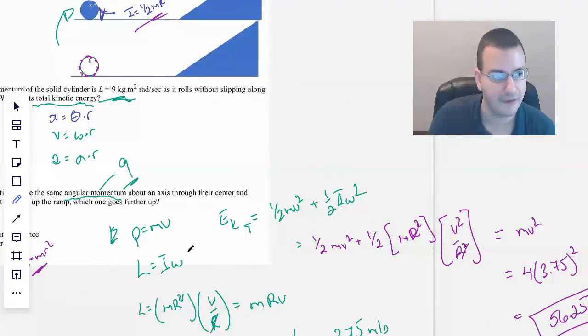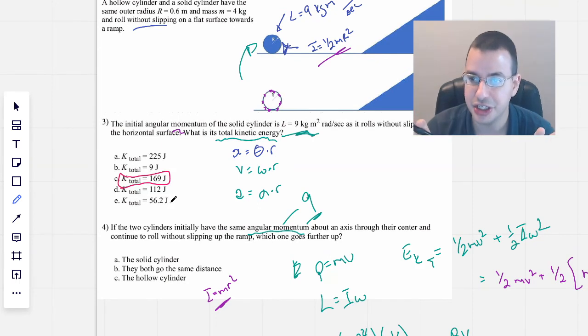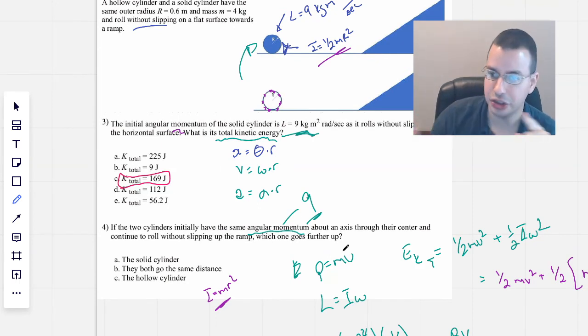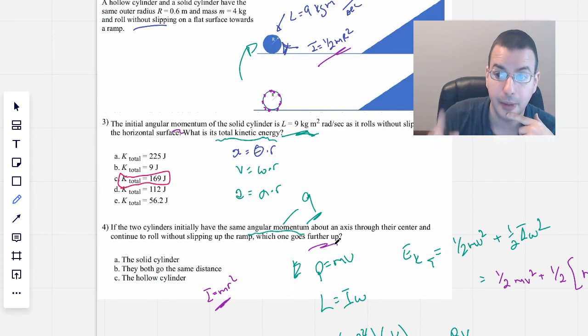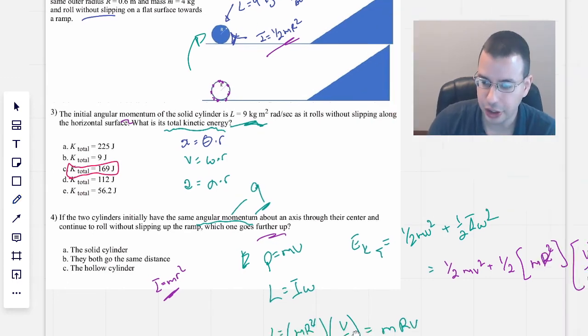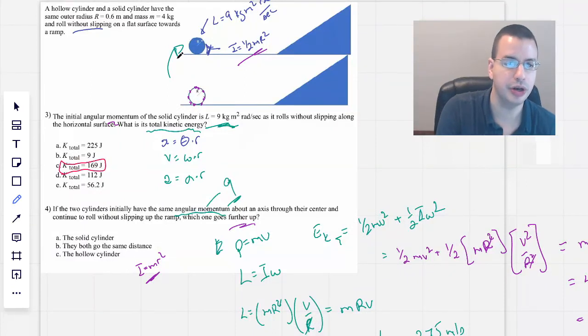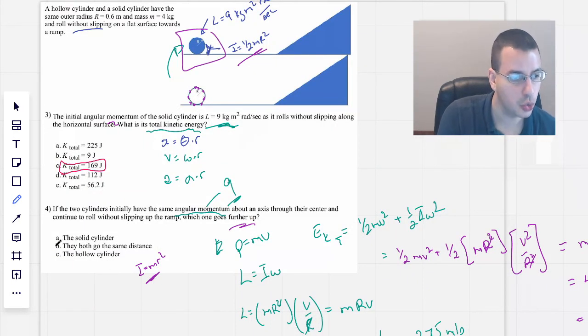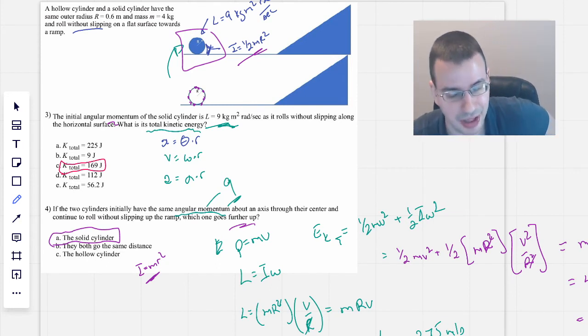Before we had 169 joules. So this is the amount of kinetic energy it has. And so when that kinetic energy converts into potential, the higher initial kinetic energy will convert into more potential energy, i.e. further up, more height, extra h. And so this one, the solid cylinder, will go higher up. And you might not feel intuitively why that is. It doesn't feel that way to me.